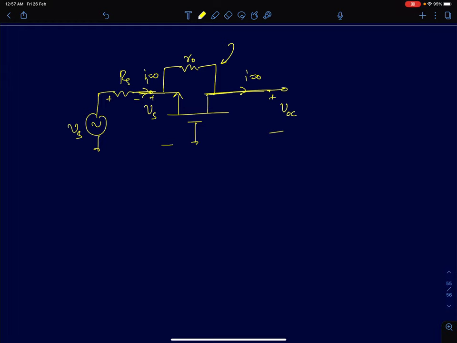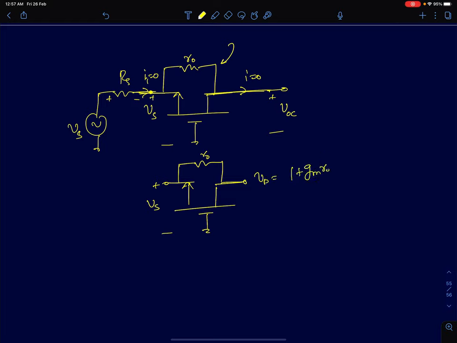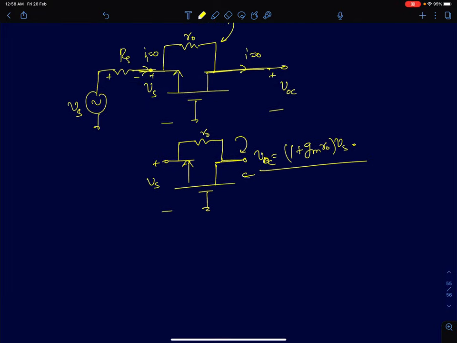Now you are applying a node voltage Vs here, so the circuit reduces to something like this. You have applied a node voltage Vs at the source terminal. So the drain terminal node voltage will simply be equal to (1 plus gm R0) into Vs. This is something we derived already, the output open circuit voltage. This is like the intrinsic gain of a common gate amplifier with RL as infinity. So that's your open circuit voltage. It is independent of Rs.